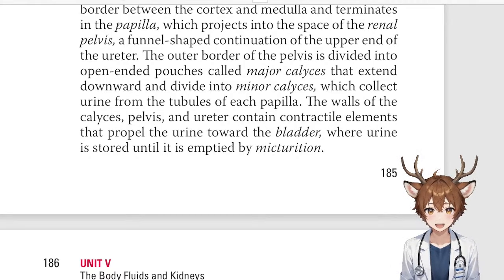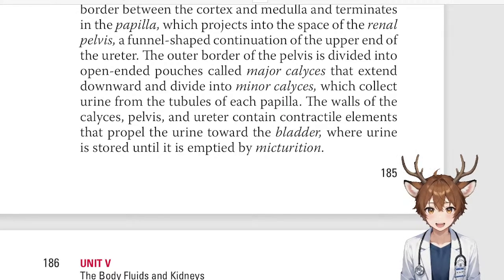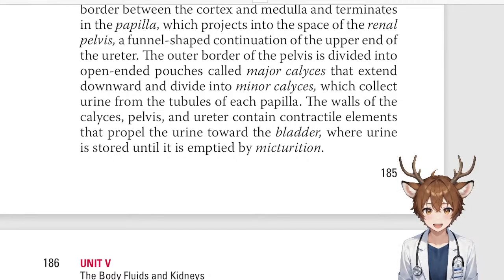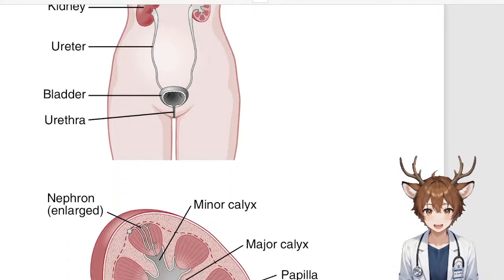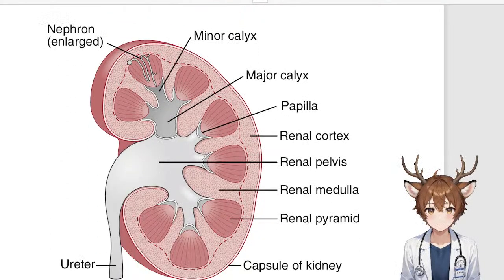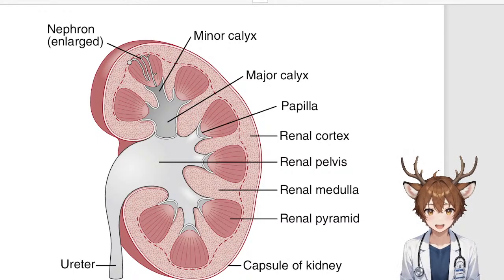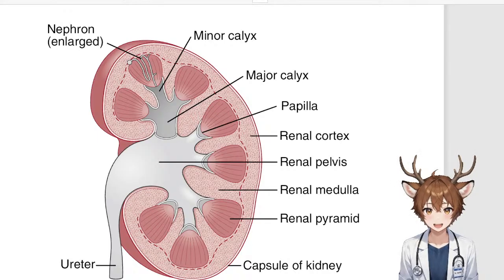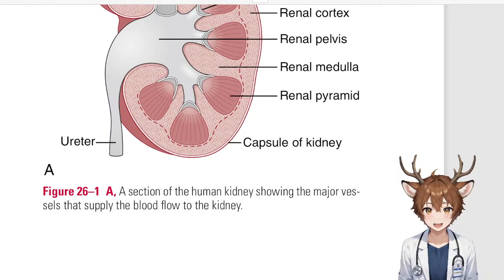The walls of the calyces, pelvis, and ureter contain contractile elements that propel the urine toward the bladder, where urine is stored until it's emptied by micturition. So this is just a picture of the kidney, the ureter, the bladder, and the urethra, of course. Nephron, which is enlarged, minor calyx, major calyx, papilla, renal cortex, renal pelvis, of course, renal medulla, renal pyramid, capsule of the kidney. You get the idea, right?